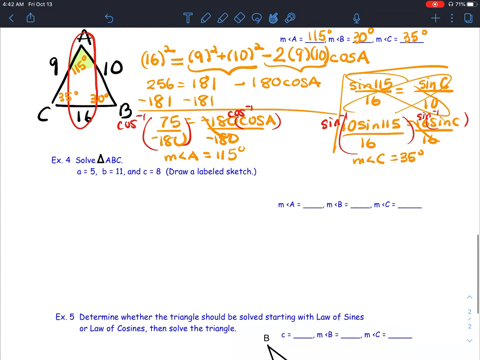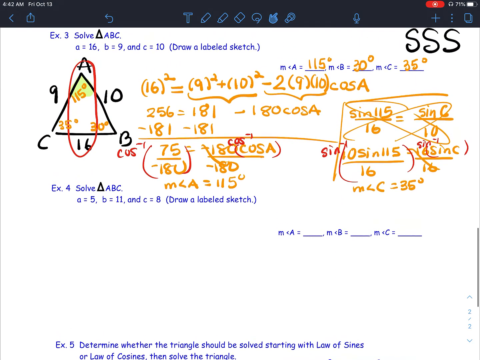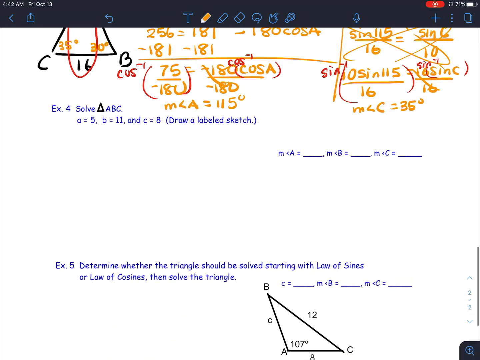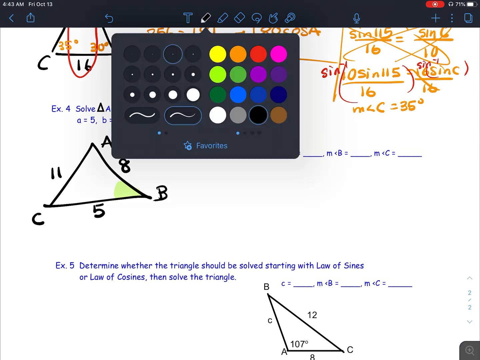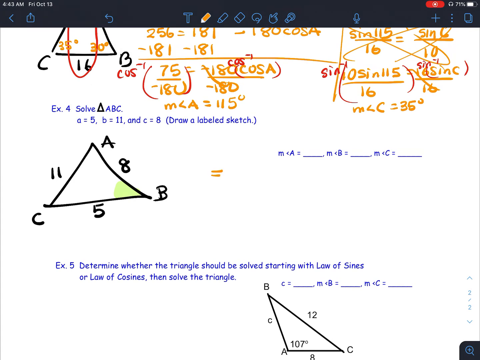All right, let's do one more where we're solving the triangle. Triangle ABC again here. Looks like side A this time is 5, side B is 11, and side C is 8. I'm going to highlight the biggest angle. The biggest side is 11, so that means angle B has to be the biggest angle. I want to focus on that and find that first.